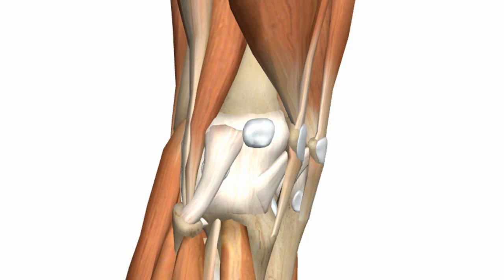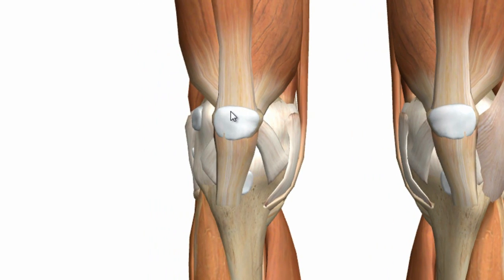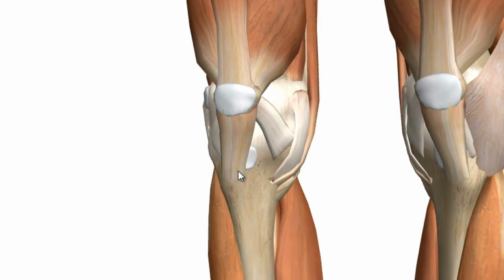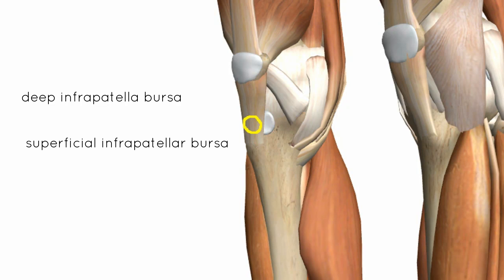So there are a few other bursae worth mentioning. You've got this bursa here, which sits over the kneecap. It's called the prepatellar bursa, the subcutaneous prepatellar bursa. And then you've got this bursa down here, which sits underneath the patellar ligament. This is called the deep infrapatellar bursa, because you've also got one that sits on top of the patellar ligament, and that's more superficial. This is called the superficial infrapatellar bursa.